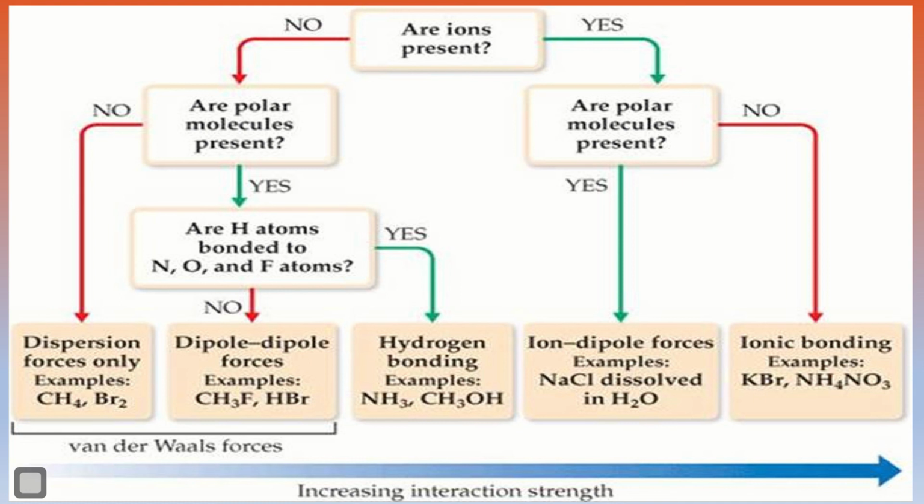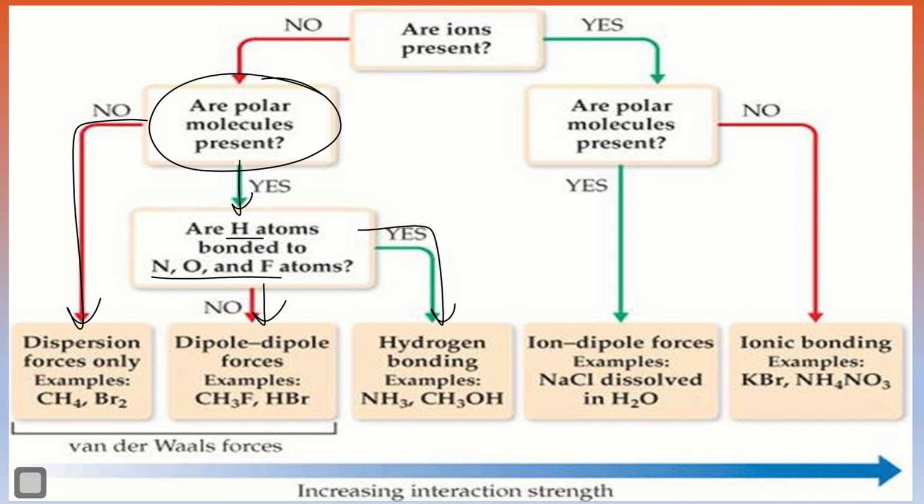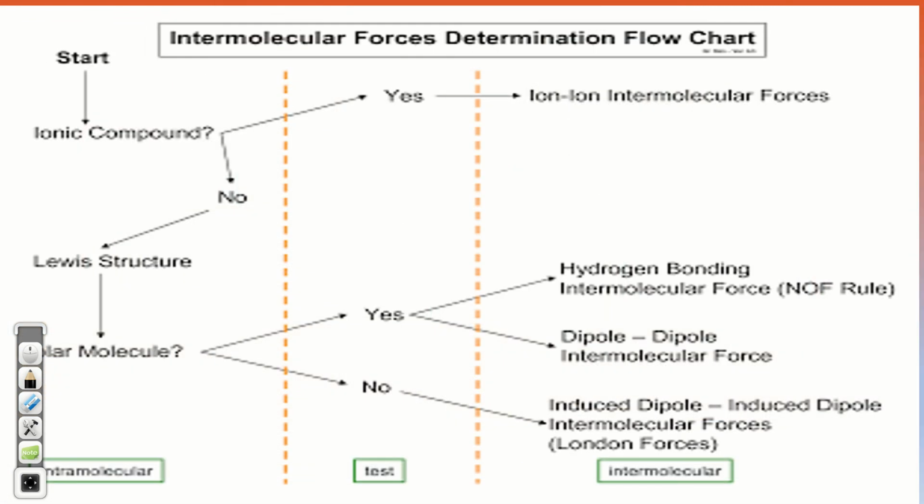There are no ions present, so your next question is is it polar? If you say no, you got London dispersion, done. If it's polar, you have to go, do I have H, and is it bonded to N, O, or F? If yes, it's hydrogen bonding. If no, it's dipole. So you even see that with HBr right here, or CH3F. That would be dipole bonding. Okay? And this is just another kind of show with it. Okay? Another description showing the different things.